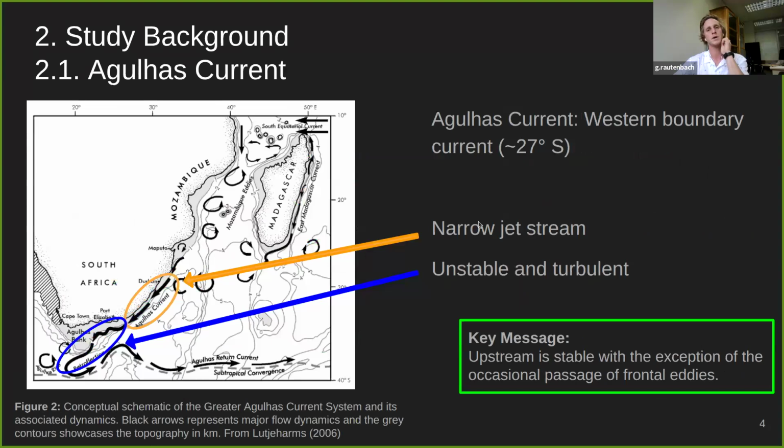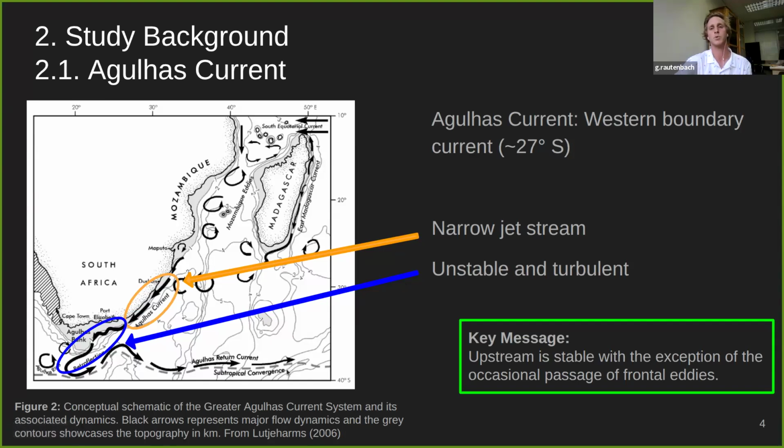Just to provide some background, the Agulhas Current is the western boundary current of the Southwest Indian Ocean and is the main oceanographic feature along the east coast of South Africa, where it originates at roughly 27 degrees south. It transports a large amount of warm and salty waters in a polewards direction, as showcased here on the schematic. As you can see, the Agulhas Current propagates downstream, and then it retroflects at the southern tip of South Africa and propagates in an eastward direction.